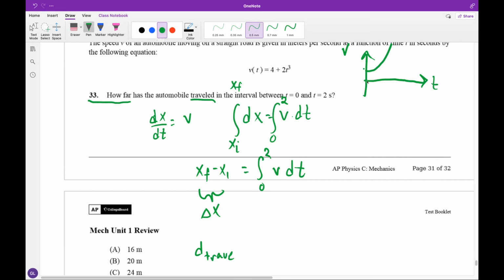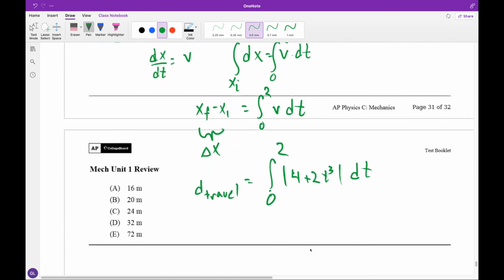But if the velocity ever ended up being negative, like if this was 4 minus t cubed, then we would have to be careful with that, because that negative velocity would cancel displacement, but it would just add to our distance traveled. So here, this would be the absolute value of 4 plus 2t cubed. But because everything here is positive, we don't have to worry about any shenanigans. We're just going to integrate this monster from 0 to 2 seconds.